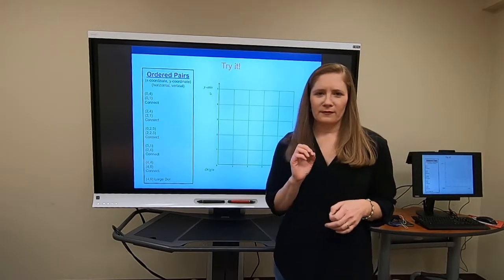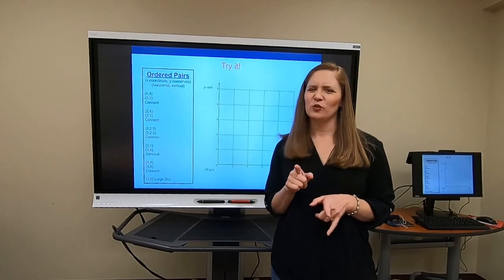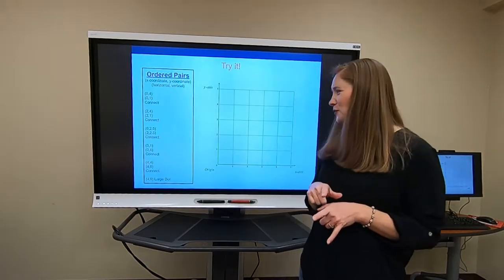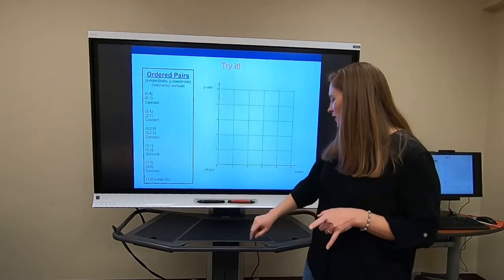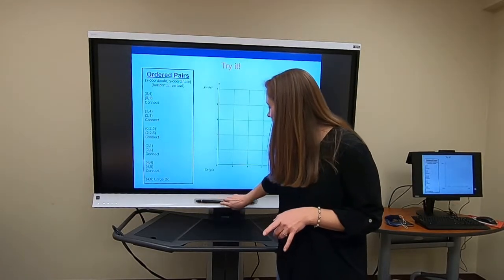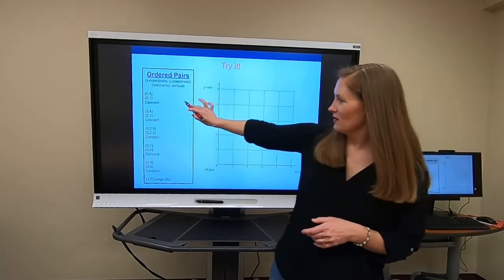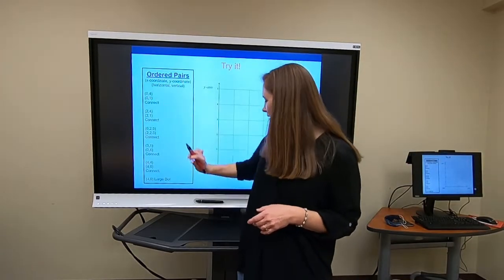Oh, goodness. Miss White threw you a curveball here. Let's see if y'all can do it. I know you can, right? We're going to do it together. So I'm going to begin with this 0, 4, and 0, 1.